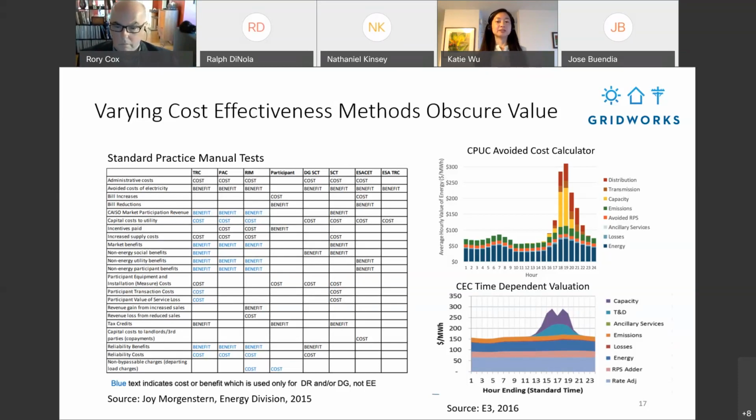And between the CPUC and the CEC, the differences in the avoided cost calculator and the time-dependent valuation methods also lead to different values for avoided energy. And given the importance of the CEC and the CPUC collaborating on building decarbonization, this is just another area of confusion when the same project can have a different value depending on the regulatory agency you're working in.